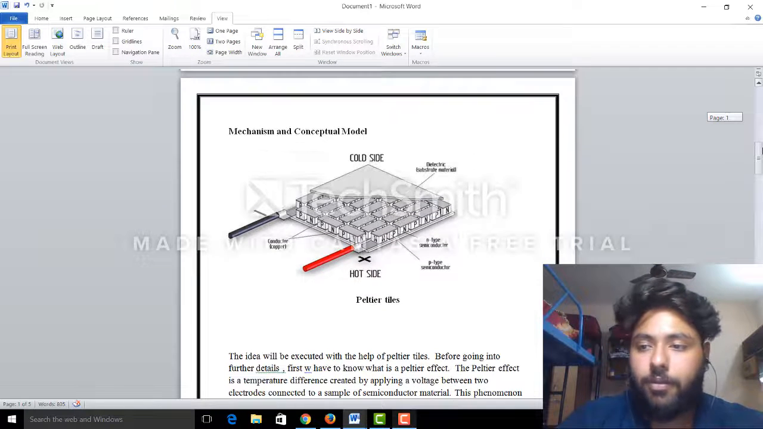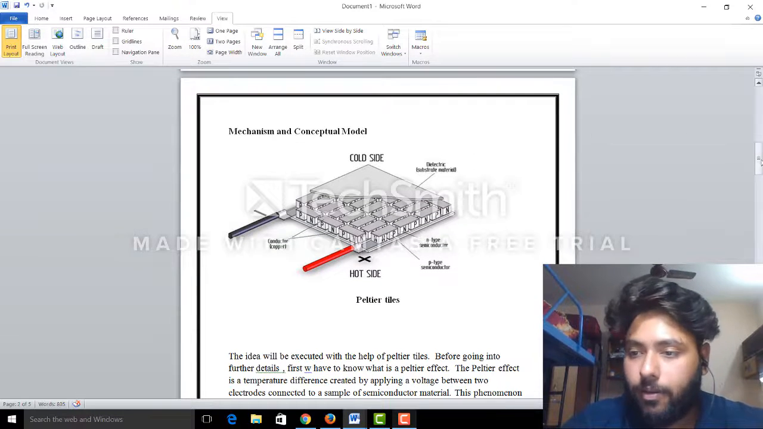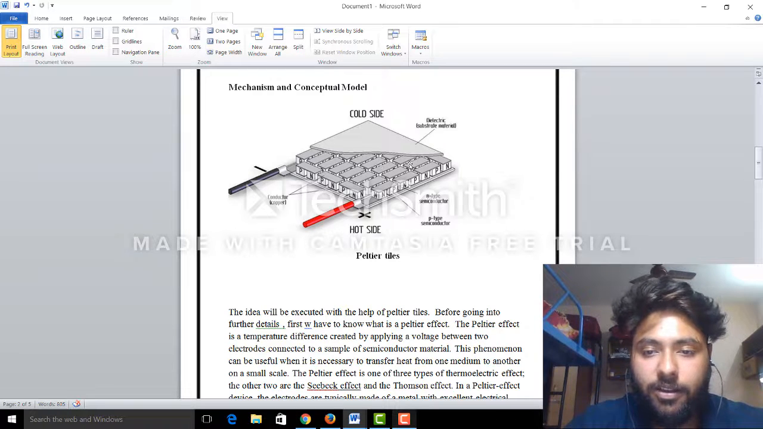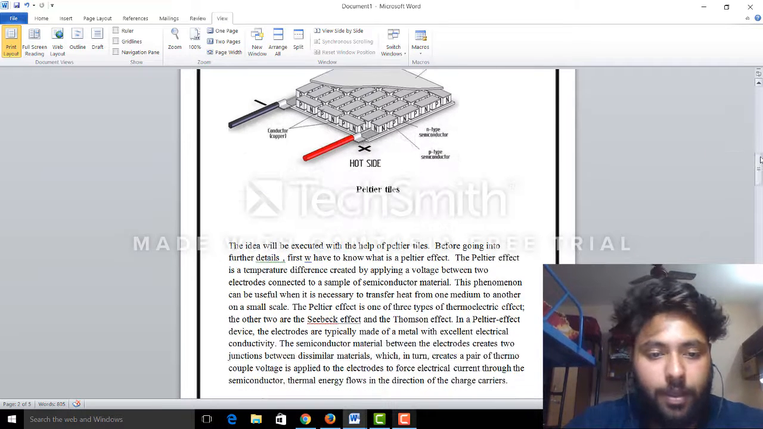So the mechanism behind it is this. First of all, I'll tell you about the Peltier tiles. This is a Peltier tile. It's made up of PN junction semiconductors. This is the cold side and this is the hot side. The idea will be executed with the help of Peltier tiles.